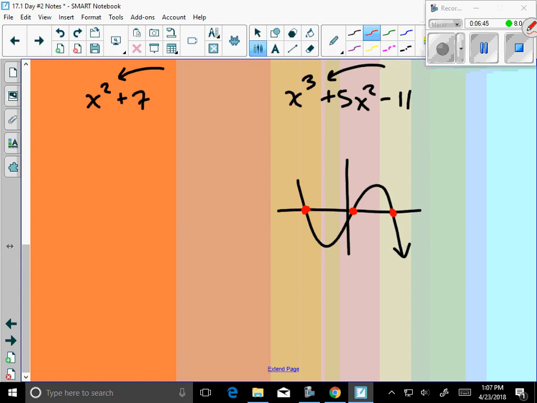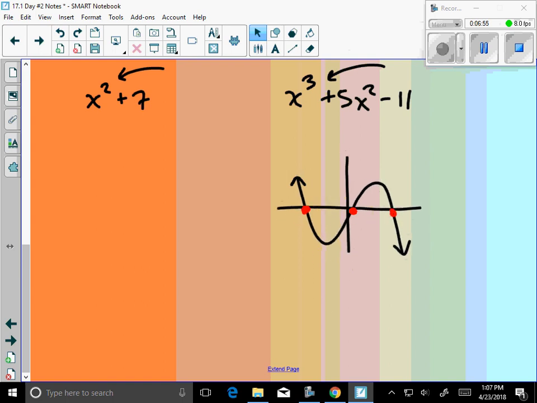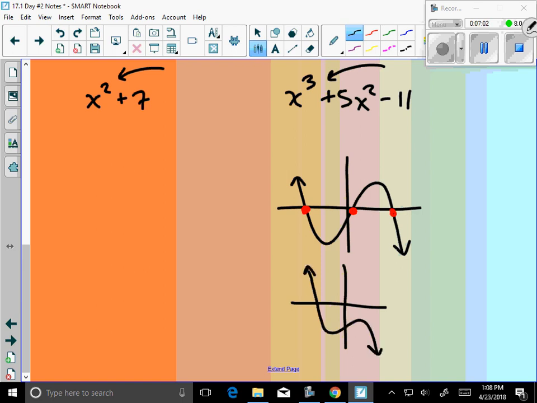Is it possible that it has no real solutions? A cubic. Is it possible for me to draw a cubic that has no real solutions? Not possible, right? Because the end behavior tells me at least once it has to cross the x-axis. So an odd polynomial has to have at least one real solution. Now, the rest of the solutions could be imaginary. And the cool thing about it is that imaginary solutions always come in pairs.